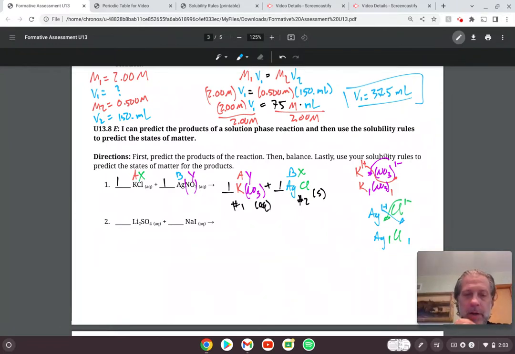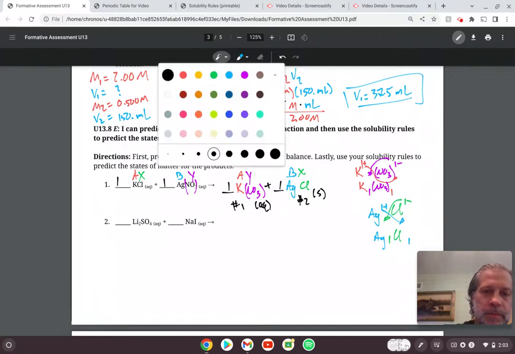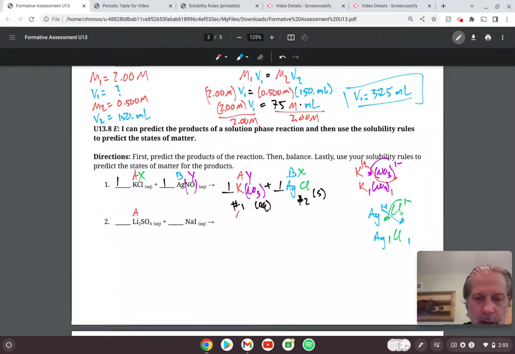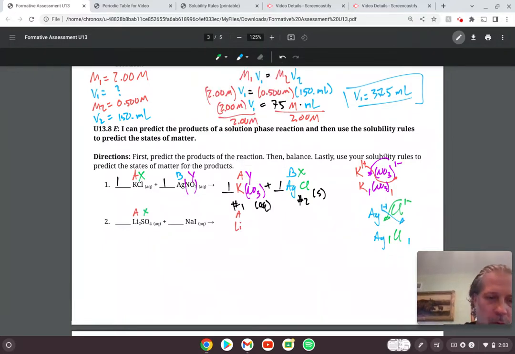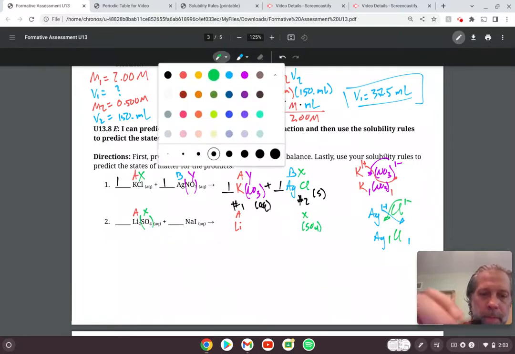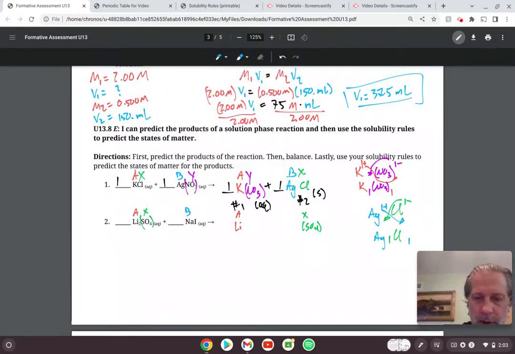All right, now we need to do this final one here. Similar situation, I'm going to match things up. So if lithium is under A, I'm going to have lithium, and then we have X, which is our SO4 in this case. So I've got my X way over here, so that's going to be SO4. Na is going to be a B, so that's Na, and my Y is iodine, so that's going to be here under that Y.